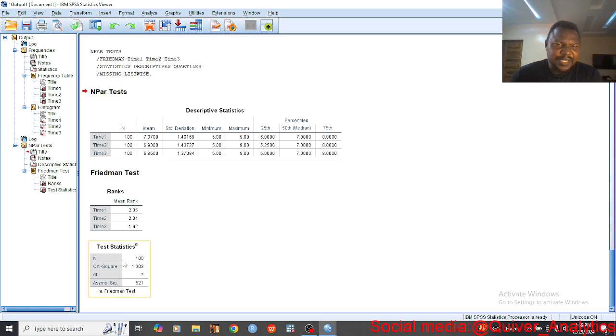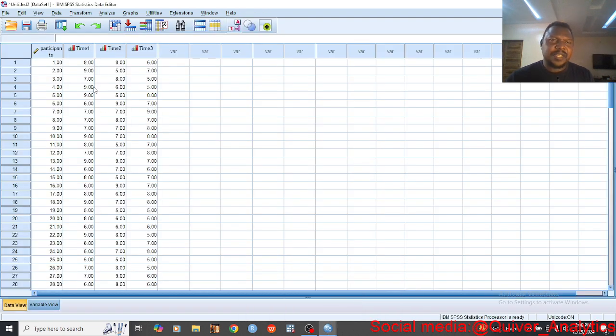All right, so in the test statistics, we have 0.521. That means the test is not significant. That means there is no significant difference between the outcomes of these 3 movies, the ratings of these 3 movies. There might be differences, there might be disparities, but the disparities are not significant. The fact that participant 1 rated movie 1 an 8, movie 2 an 8, and movie 3 a 6 does not mean that there's a whole lot of difference there. 9, 5, 7, 7, 8, 5, you can see.